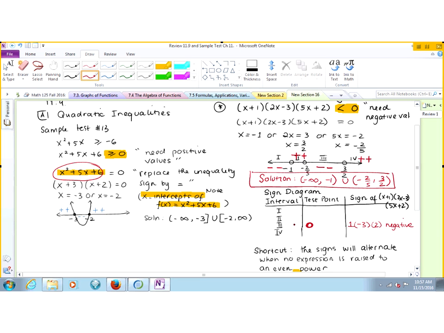Is it clear when we need the graph and when we don't need the graph? Is it clear when we can use the shortcut, which is alternating sign, and when we cannot use the shortcut? Okay, good. Do you have questions now? Let me answer your questions now. Let's do one rational inequality first, and then I'll answer your questions. And then we will look at the sample test also. So I hope it's clear.